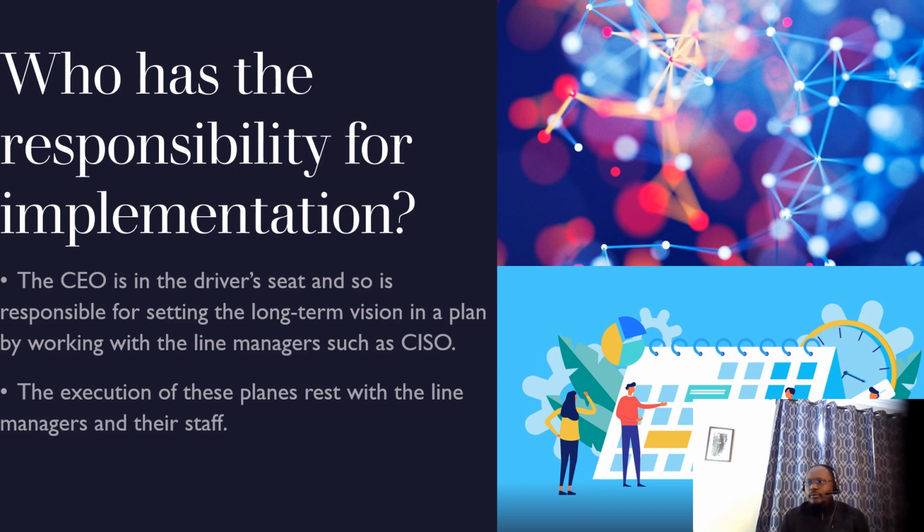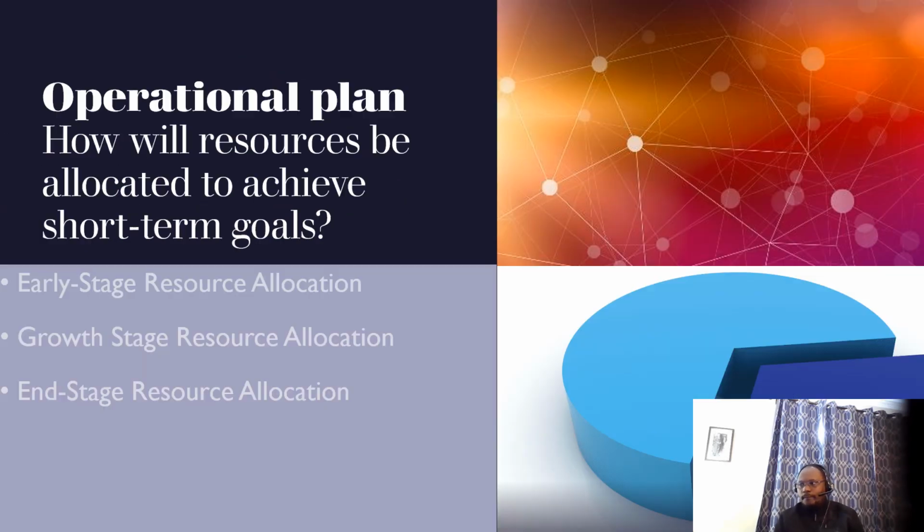Now, who has the responsibility for implementation? Of course, the overall strategic plan is put in the custody of the CEO, who is in the driving seat, along with the line managers. But the final execution rests with the entire staff of the organization and how well they are informed about what the goals and objectives of the organization, its vision and its mission are.